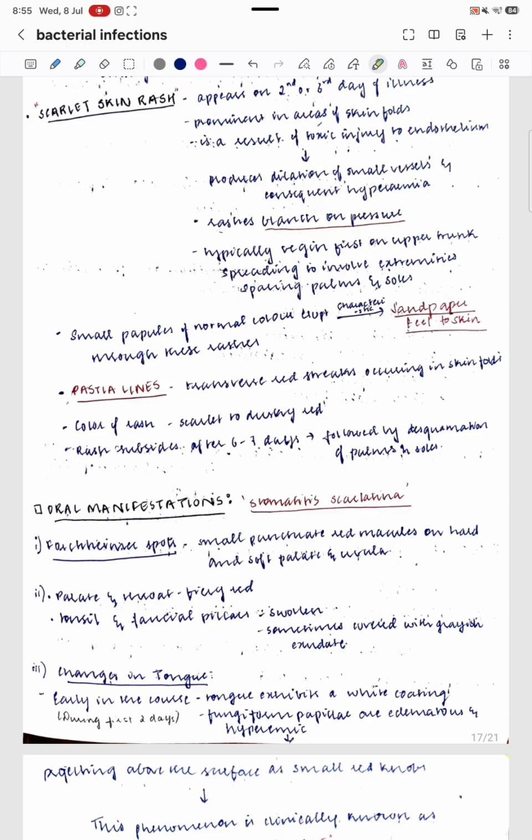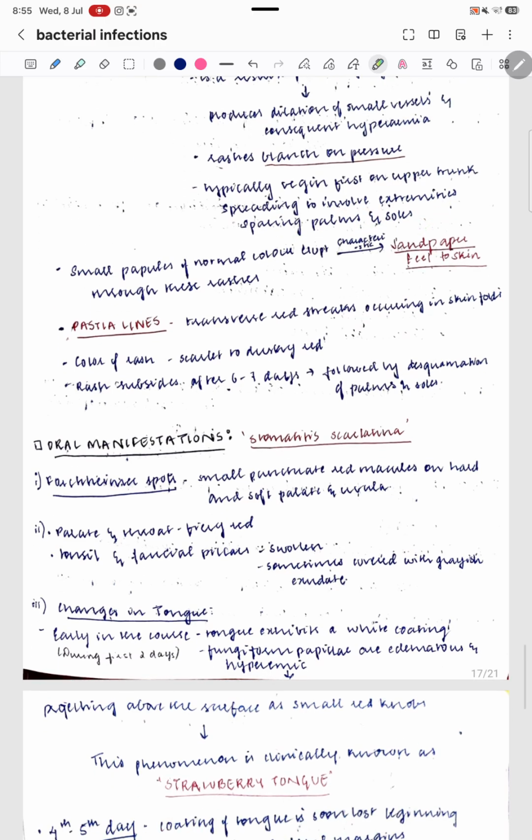Typically it begins on the upper trunk, spreading to involve the extremities, palms and soles. Now small papules of normal color erupt through these rashes. So there are small papules, usually red in color, that erupt through these rashes, and they give a sandpaper feel to the skin. If you touch the normal skin, they give a sandpaper feel.